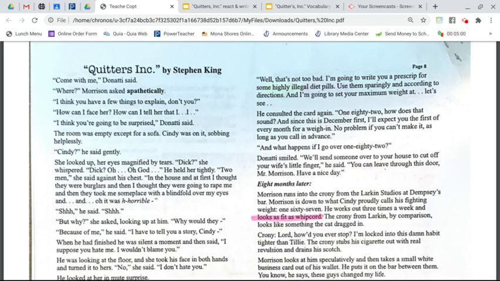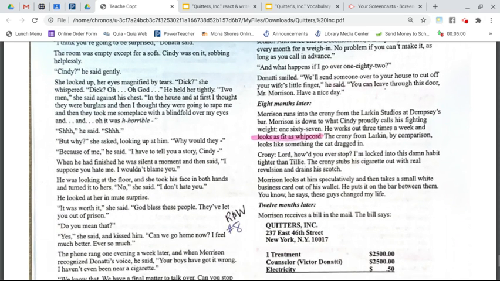8 months later, Morrison runs into the crony from Larkin Studios at Dempsey's bar. Morrison is down to what Cindy proudly calls his fighting weight, 167. He works out 3 times a week and looks as fit as a whipcord. The crony from Larkin, by comparison, looks like something the cat dragged in. Crony, Lord, how'd you ever stop? I'm locked in this damn habit, tighter than Tilly. The crony stubs his cigarette out with real revolution and drains his scotch. Morrison looks at him speculatively and then takes a small white business card out of his pocket. He puts it on the bar between them. You know, he says, these guys changed my life.